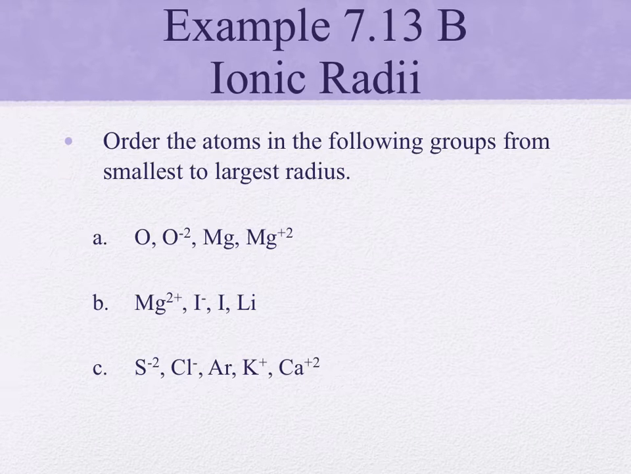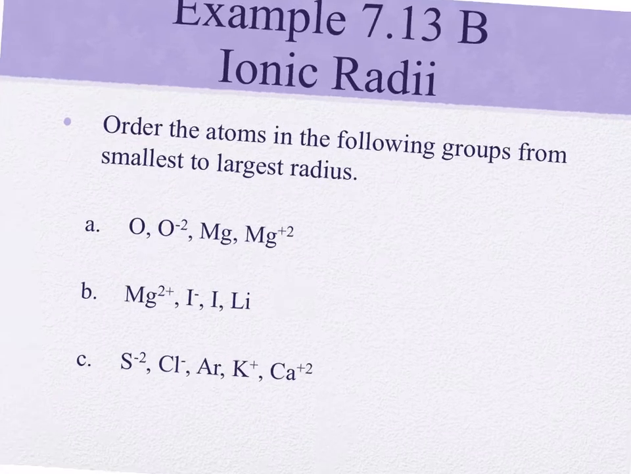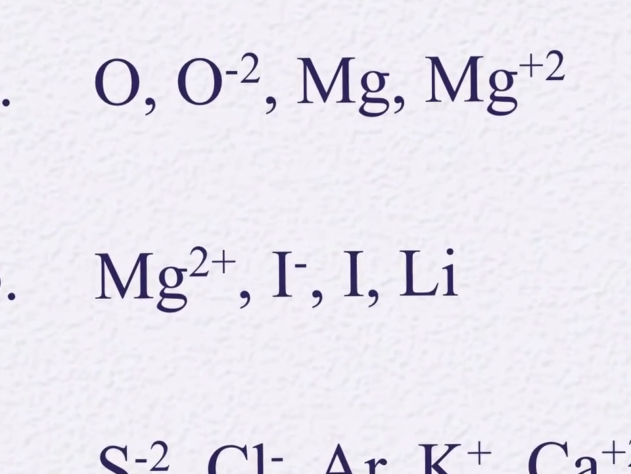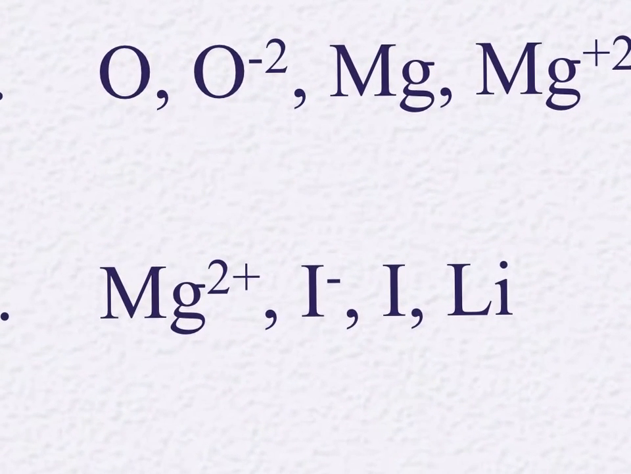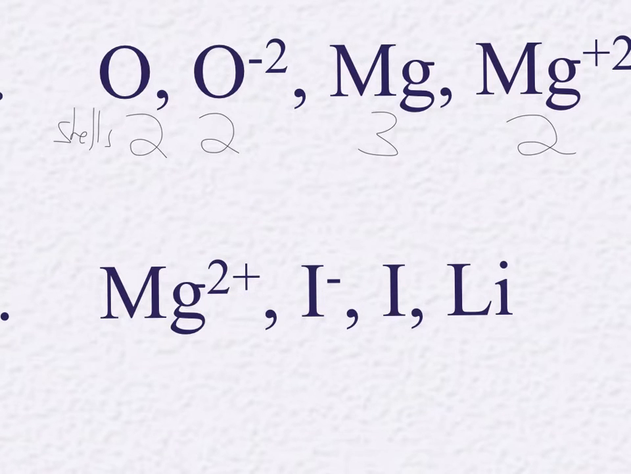Order the atoms in the following groups from smallest to largest. Now here we have some ions as well, so we're going to go through the same exercise. But now we need to figure out how the ions are going to play in there. So when we look at the number of shells, oxygen has 2 shells, so does the oxygen ion, oxide. Magnesium has 3 shells. Magnesium 2+, though, lost a shell when those 2 electrons left, so now it only has 2 shells. So clearly here magnesium is the largest atom. All right? But now we need to compare the others.